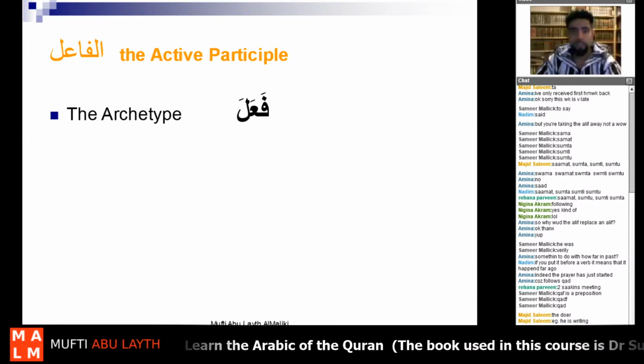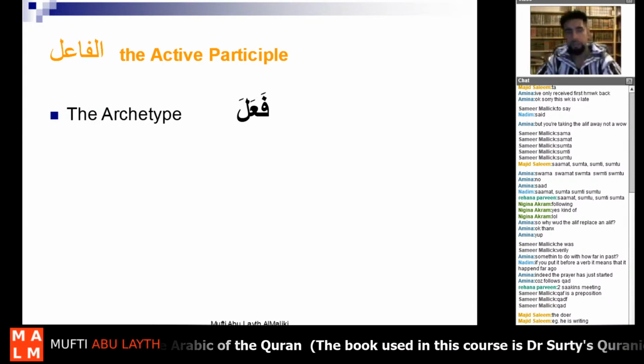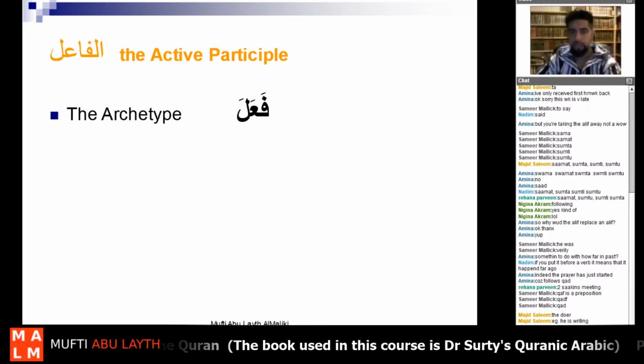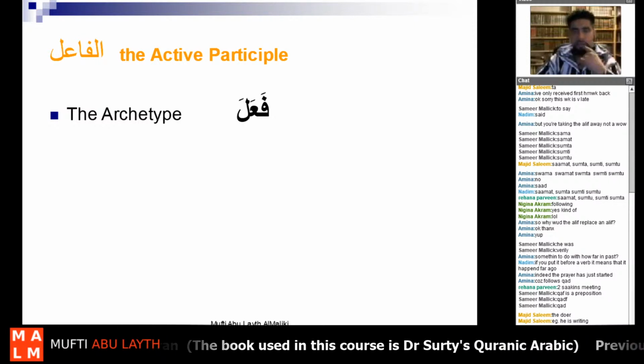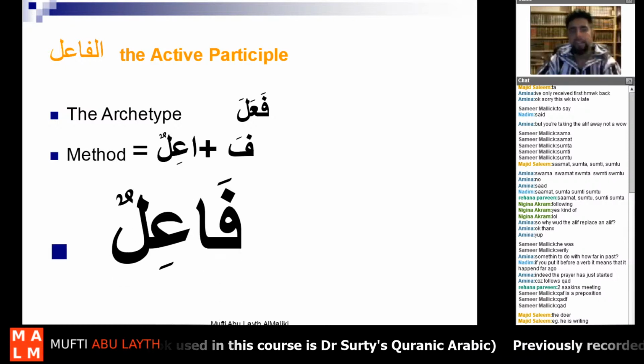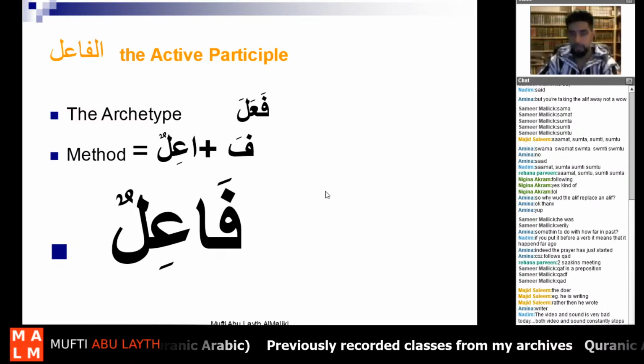Now, the way we generally construct the active participle is we get the archetype verb, the template verb, which is fa'ala, which you can see on the screen. We then add an alif straight after the fa. We give the radical ayn a kasra, and we add tanween at the end. So fa'ilun. And we've done that before, which means the doer or doing.